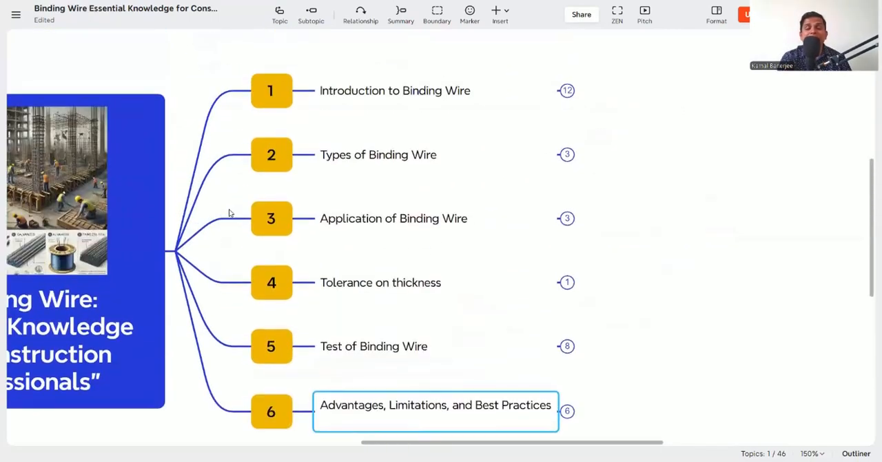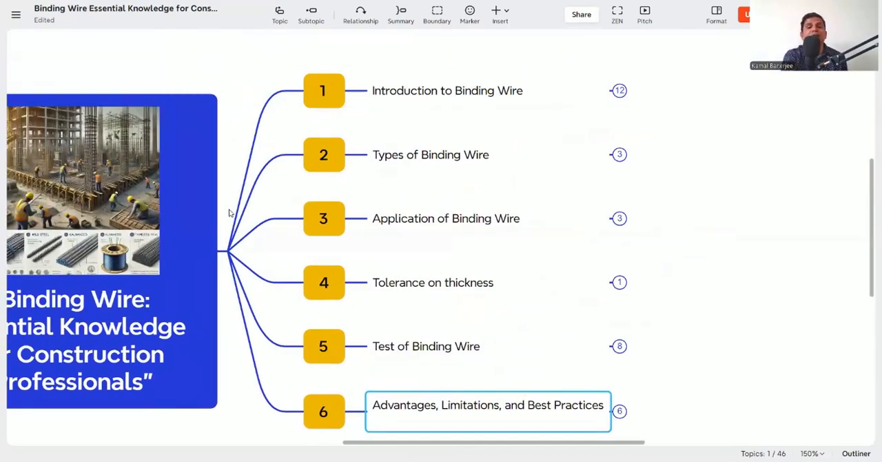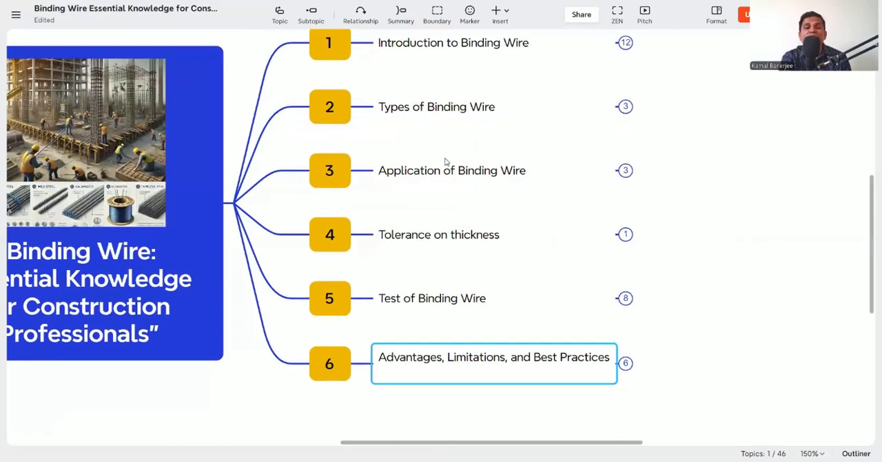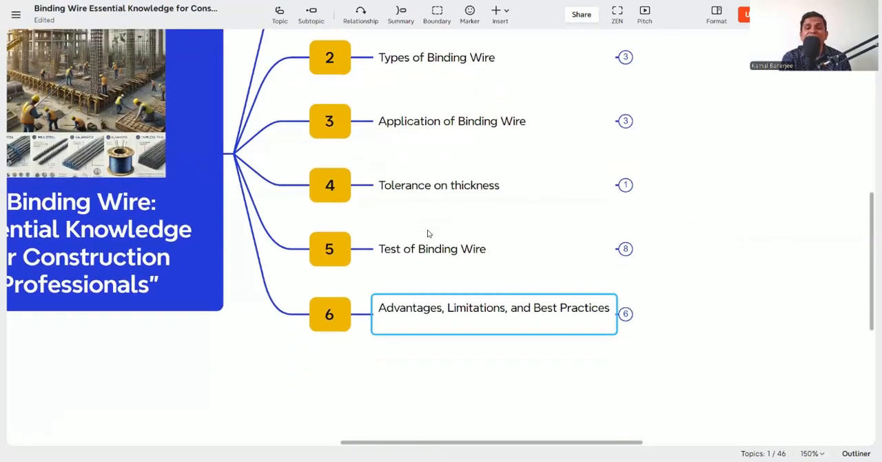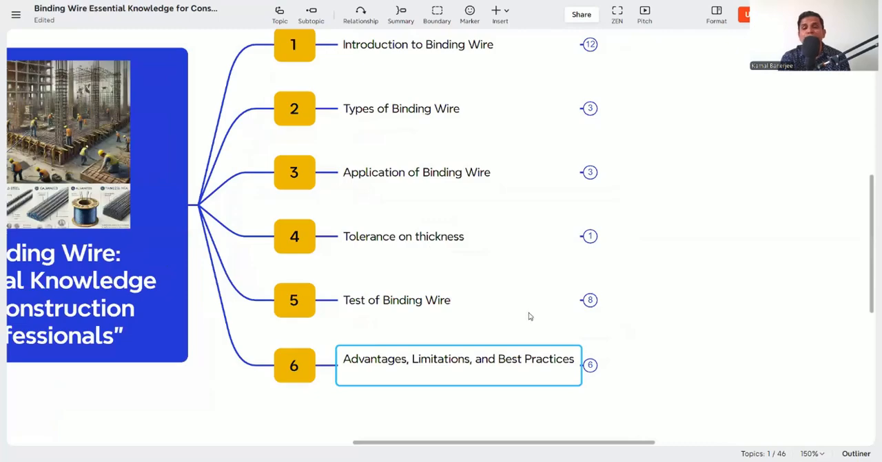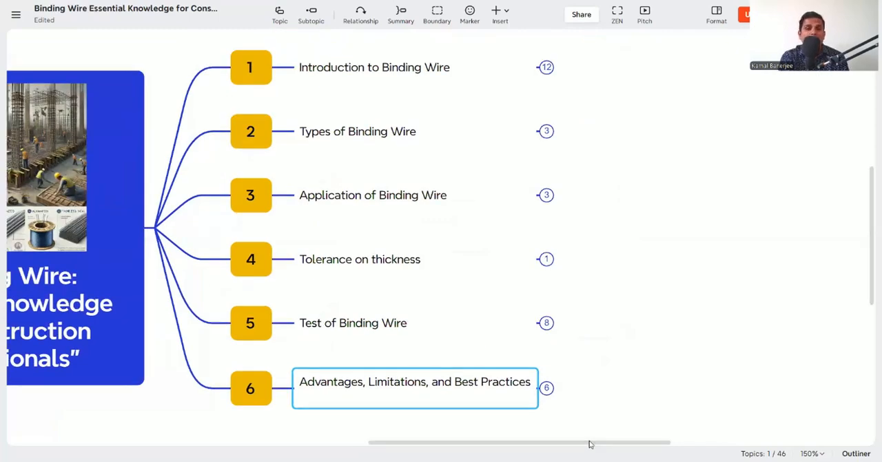So these are the things about the binding wire used in construction: the introduction to binding wire, types of binding wire, application of binding wire, tolerance on thickness, tests of binding wire, and the advantages, limitations, and best practices. So this is all about binding wire.